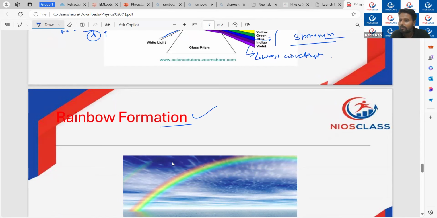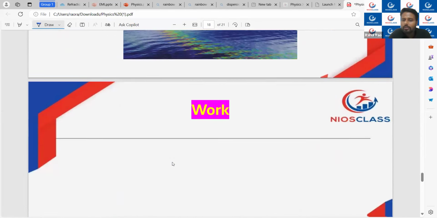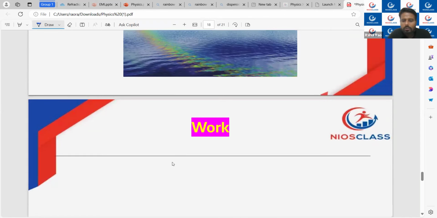How does the rainbow form? It happens only on a rainy day. There are small droplets of water, and they behave like a small prism. The small prism causes dispersion of the light, and the light gets split into the 7 colors and forms the rainbow. So the formation of the rainbow happens because of the dispersion of light. Okay, so this is the rainbow.